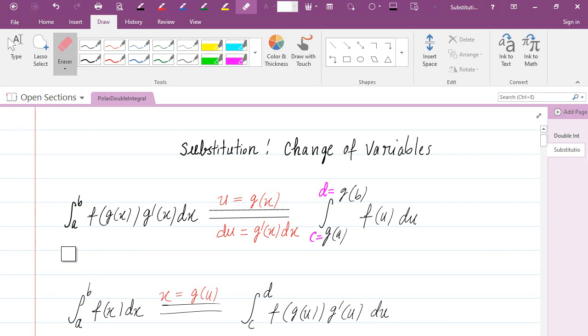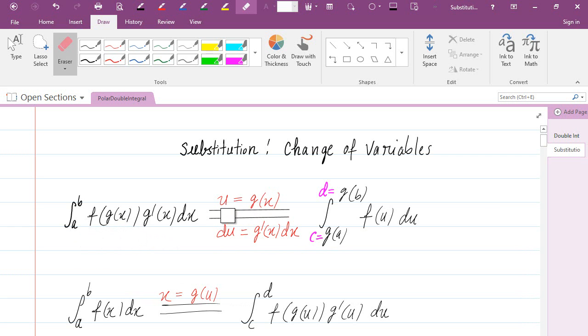So if I have the integral from a to b of f of g of x times g prime of x dx, then notice that the integrand has two factors. The first factor is a composition where f is the outside function and g is the inside function, and the second factor is the derivative of the inside.